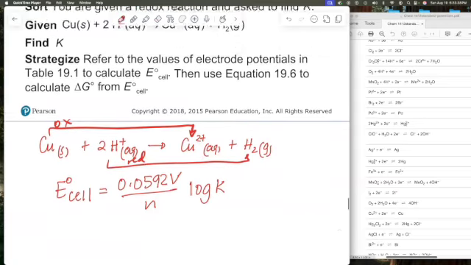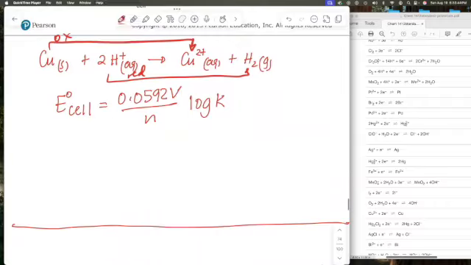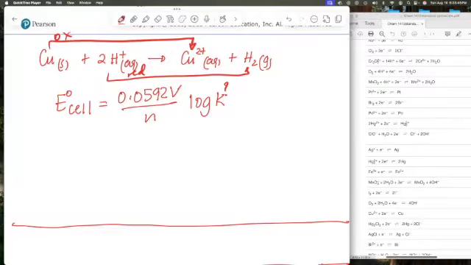Are we looking for a K? Yes. Calculate K. So we're looking for K. This number here has been simplified. We need to get the number of electrons required to balance the equation. Then we need to get the E of the cell. So once we can calculate this and this, we can then find log K.